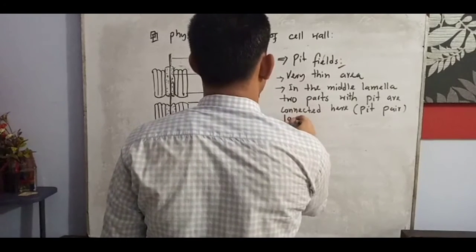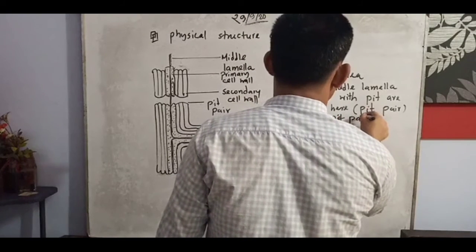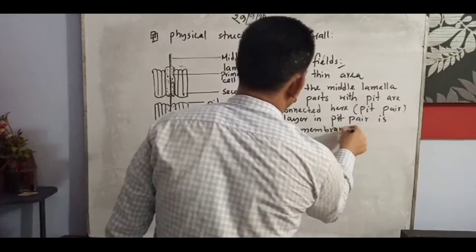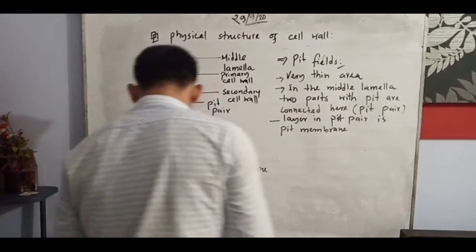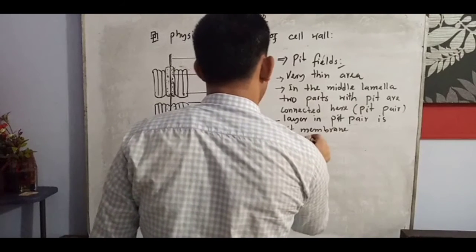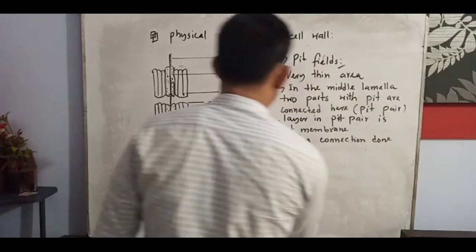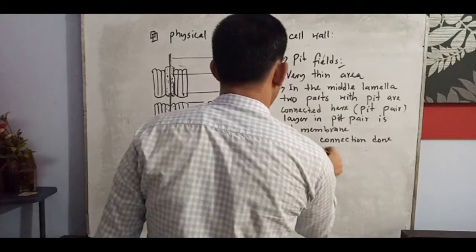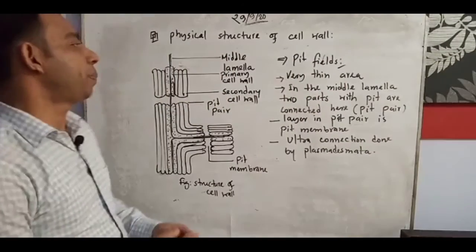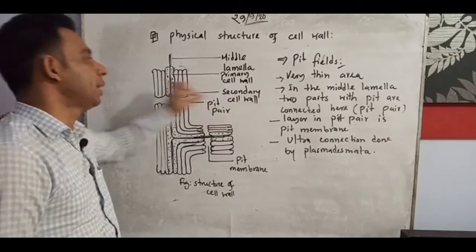Pit pair. Okay, this is the pit pair, and this area is a layer in the pit pair. The pit pair has the pit membrane. This layer is the pit membrane, and here the ultra connection is done by plasmodesmata. So my dear students, pit fields, pit pair, pit membrane: we can see here it is a very thin area in the middle lamella.